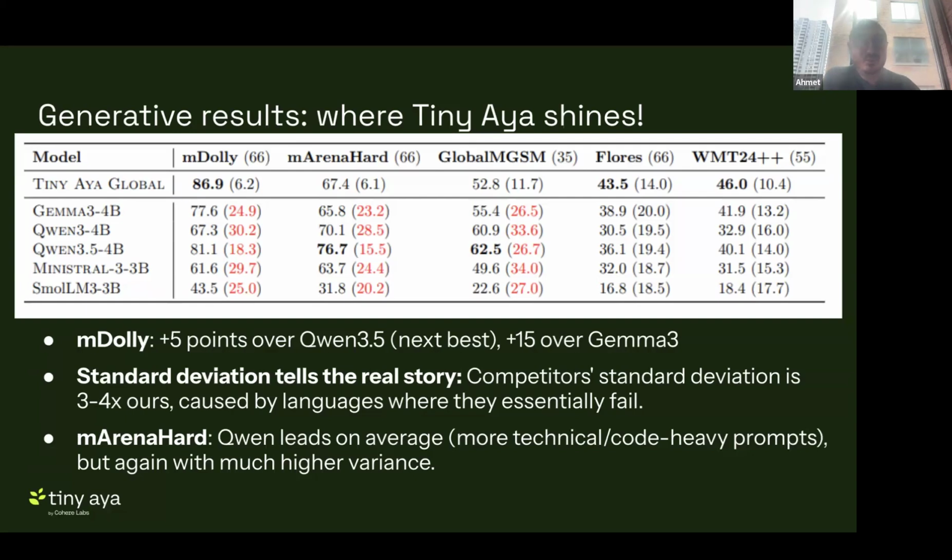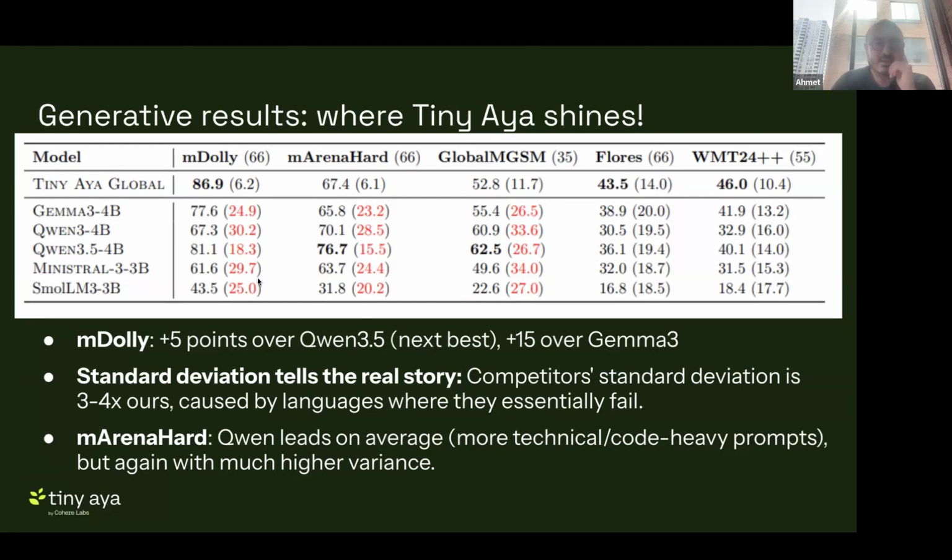Arena Hard focuses on much harder tasks like coding or math. It's not really math, but there are lots of coding questions in multilingual Arena Hard. Global MGSM is a multilingual mathematical arithmetic task. Flores and WMT are translations, but all of them are generative, right?